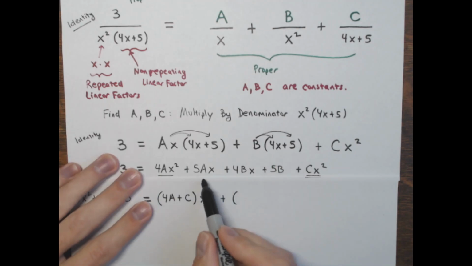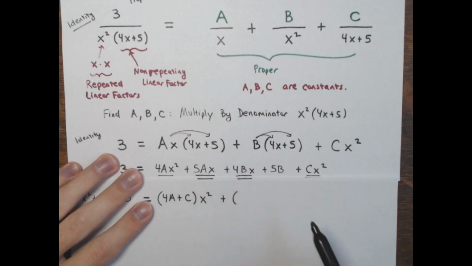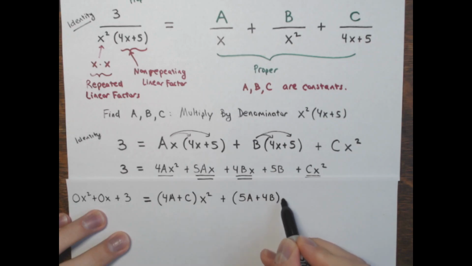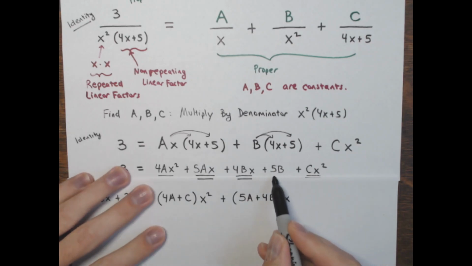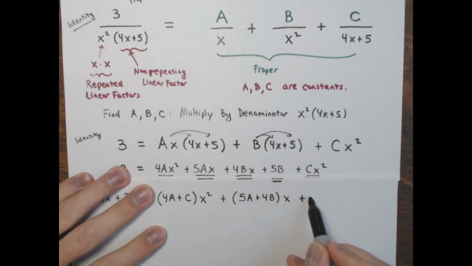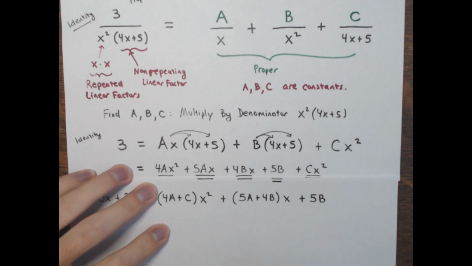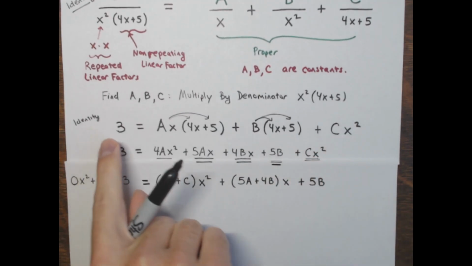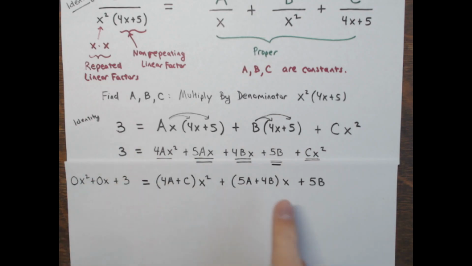Plus, and then the x terms together, right? There's an x term, there's an x term. Gather those up, factor the x out. You've got 5a plus 4b for the coefficient of x. And then the only term left is our 5b here, and that would be the constant term. You could put it in parentheses if you want, but that's our constant term, and I've gathered all the like terms together. Like I said, this needs to be an identity. This needs to be true for all x, and I said it already, polynomials form an identity only when their coefficients are equivalent.